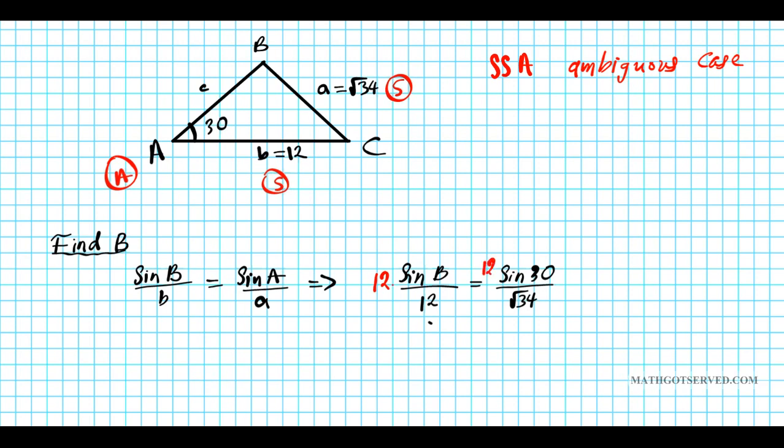Put a 12 here. Always put the number before the trig functions. Some students put the 12 with the angle and they multiply them together, or put it in the calculator in that orientation, and then it ruins the whole thing. So put the number before the trig functions, please. Okay, so the 12s cancel out. And then you have sine B equals 12 sine 30 divided by root 34.